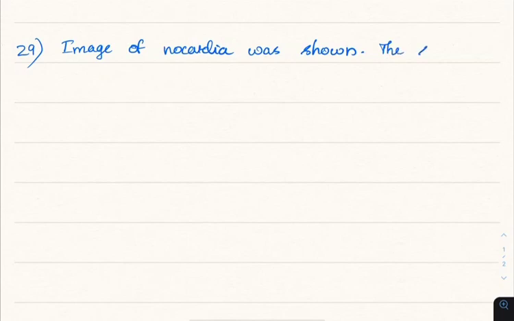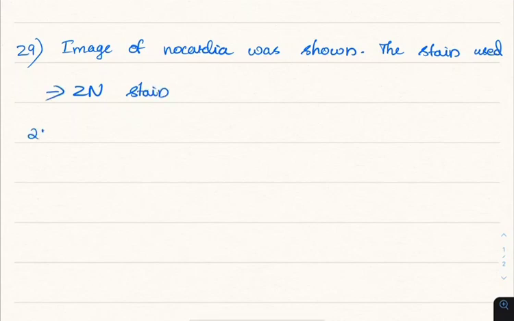So moving on to the discussion, let's discuss the next question, the 29th one. An image of Nocardia was shown and they asked about the stain. The stain used is... so this is an image based question and we have to be familiar with this kind of questions. So many image based questions are there. Stain used is Zn stain. The answer is Zn stain.